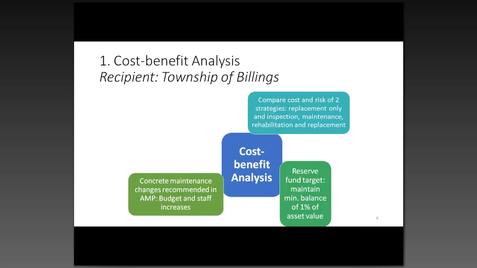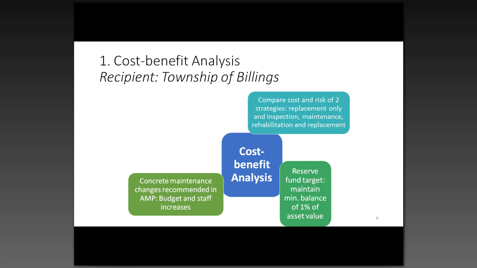Okay, so now we're heading into the first asset management financial category, which would be cost-benefit analysis with the Township of Billings. So the first idea that they had in their plan was some proof of concept behind the idea that increasing maintenance spending decreases overall cost over an asset's life cycle. And so we hear that at a high level pretty frequently, but I think that they went one step further and did something really interesting whereby they just compared the cost and risk of the two different options.